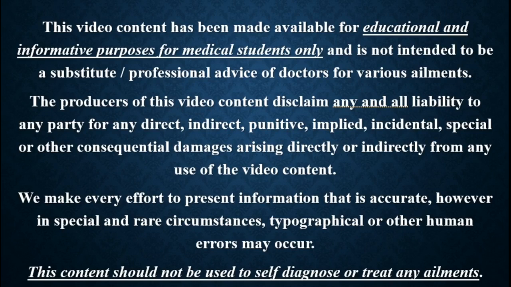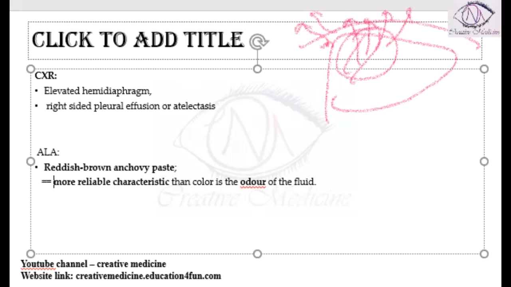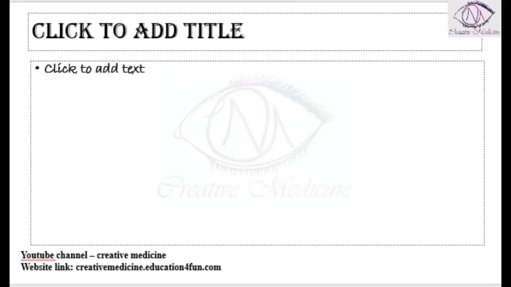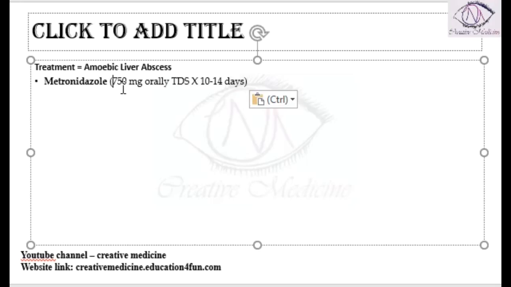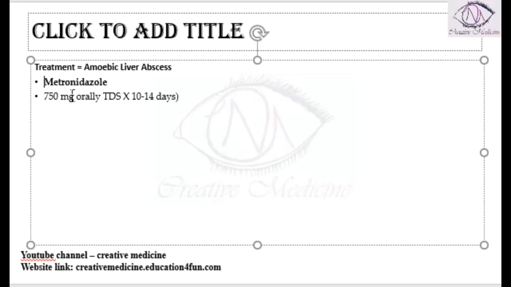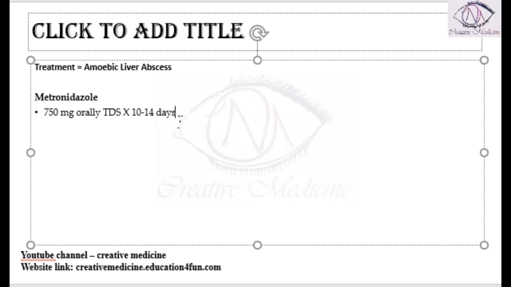In this lecture, we will learn about the treatment of amoebic liver abscess. For the treatment of amoebic liver abscess, we can give an antibiotic, which is the main important treatment. Metronidazole is given in the dosage of 750 milligrams TDS, that is thrice daily, for 10 to 14 days.